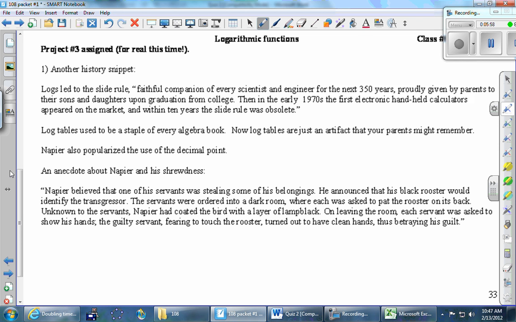Napier, the same guy who invented logs, also popularized the use of the decimal point, a handy little thing that didn't exist all the time. And here's an anecdote. We'll get Kelsey to read the anecdote.